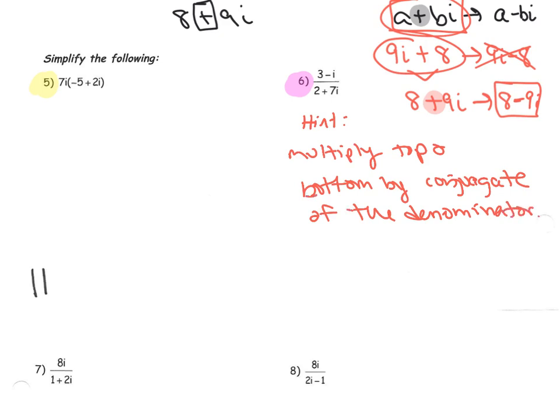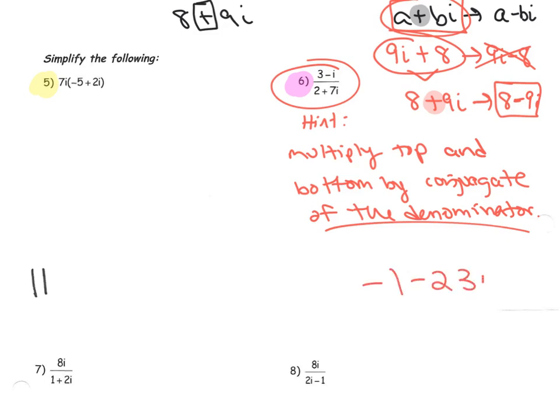Okay, sorry if that's a little sloppy, but that says multiply top and bottom by the conjugate of the denominator. So that's your little hint for 6. Your final answer for 6 ends up being -1 plus 23i all over 53. But you got to show me the work.